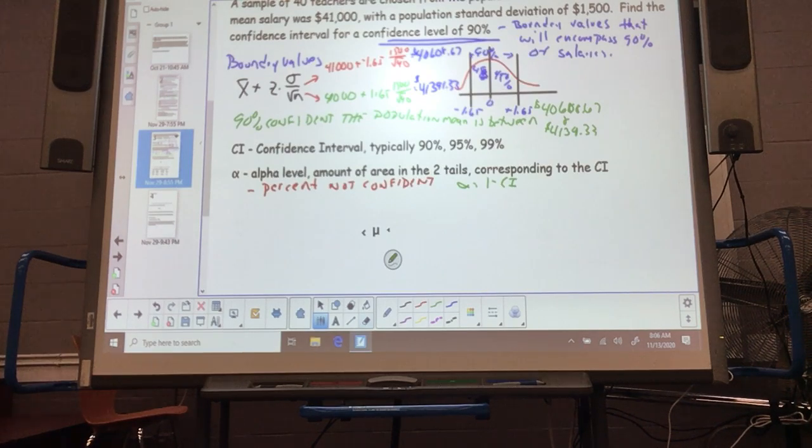90% of the scores lie between these two values. That means 10% don't lie between those two values. That's your alpha value. Your alpha value is your percent not confident. If you're 99% confident, that means I'm 1% not confident.